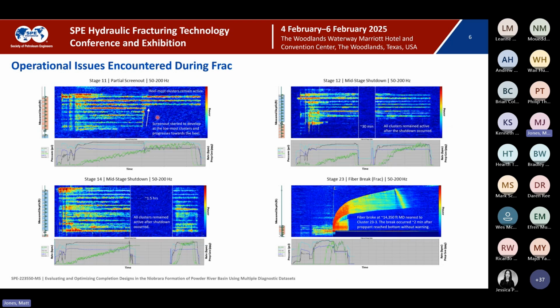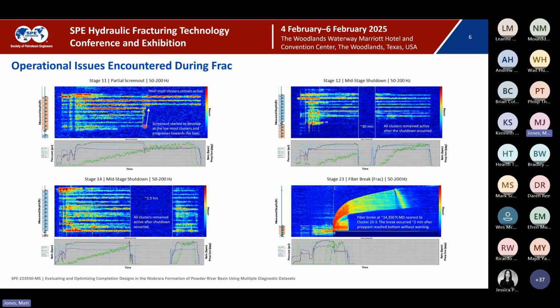So what you would hope to see is consistent swim lanes with similar levels of acoustic intensity throughout the entire stage. That would basically indicate that you've got more or less even treatment. Beneath that, we have our treatment plot, which has our basic treating data. So we have surface treating pressure, surface rate, surface prop concentration, bottom hole prop concentration. So we look at these two together to see what impacts we're seeing from a downhole perspective and what the corresponding effects are on surface.